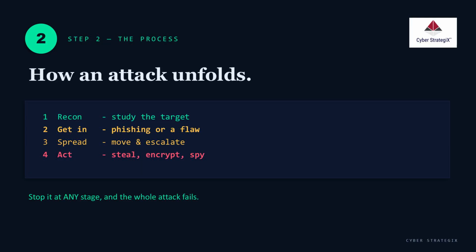Attacks tend to follow a chain. First, reconnaissance. The attacker studies the target, gathering names, emails, and weak spots. Second, they get in, usually by tricking someone with phishing or by exploiting an unpatched flaw. Third, they spread, moving across systems and gaining more privilege. And fourth, they act on their goal, stealing data, encrypting files for ransom, or spying. The key insight: break the chain at any stage, and the whole attack fails.